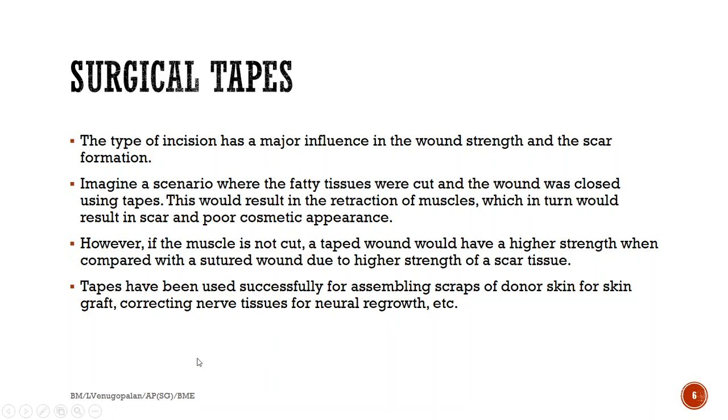So tapes have also been successfully used for assembling scraps of donor skin from skin grafts and correcting nerve tissues for neural regrowth. So surgical tapes have been popular. However, they do have their own disadvantages, because of which, on certain occasions you can't use surgical tapes.